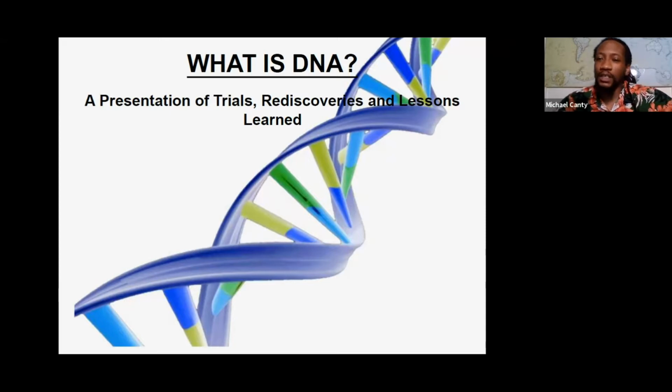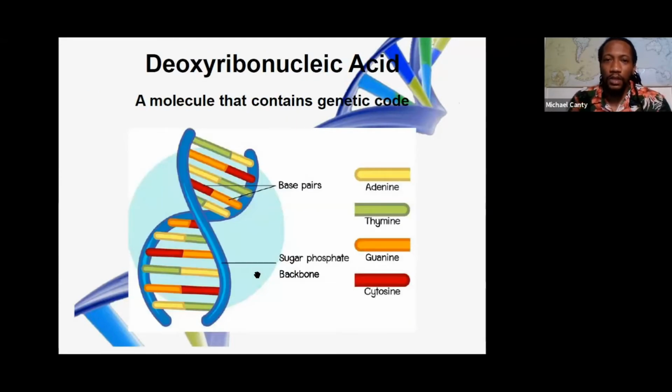So what is DNA? This is a presentation of trials, rediscoveries, and lessons learned. So DNA, deoxyribonucleic acid. It sounds like a complicated word, and it's kind of hard to say, but you break it down in 3 sections: deoxy, ribo, and nucleic. Deoxyribonucleic acid. It's basically just a molecule that contains your genetic code. It's like the blueprint of who you are, you know, what you inherited from your ancestors.